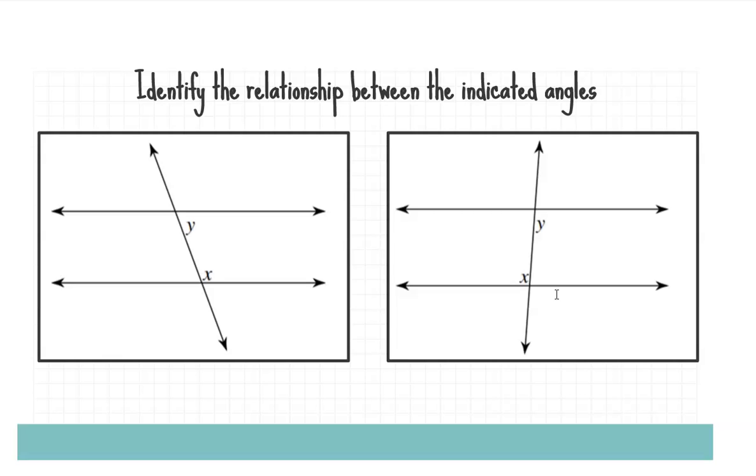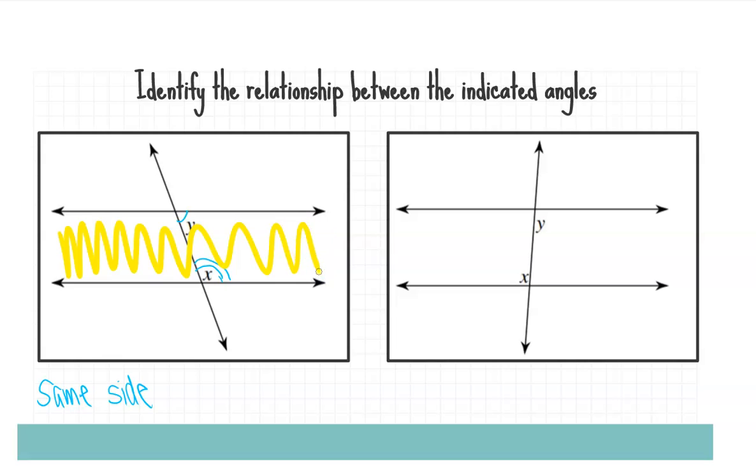All right, for the one on the left, we have angle Y and we have angle X. So if we notice, they are both on the right side of our transversal, which means they are going to be same side. And then they are both inside or in between the two parallel lines. So that means these are going to be interior angles. So same side interior angles.